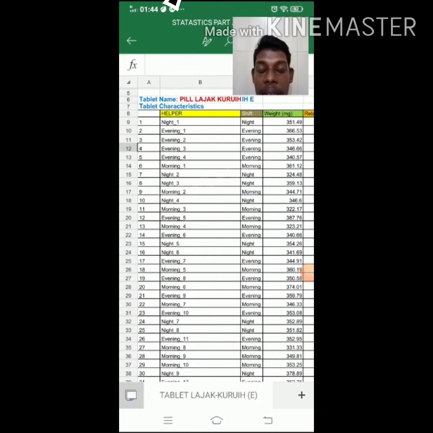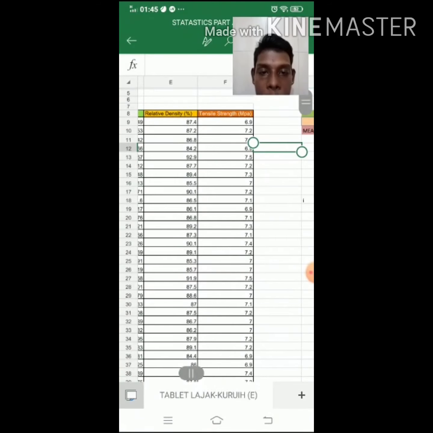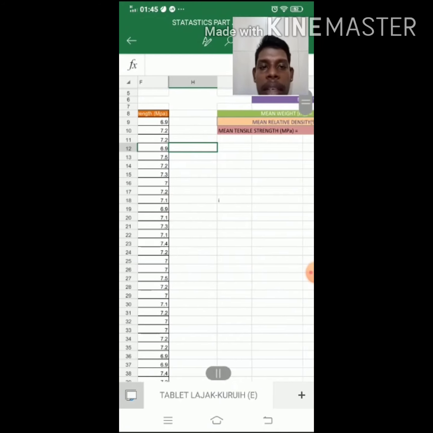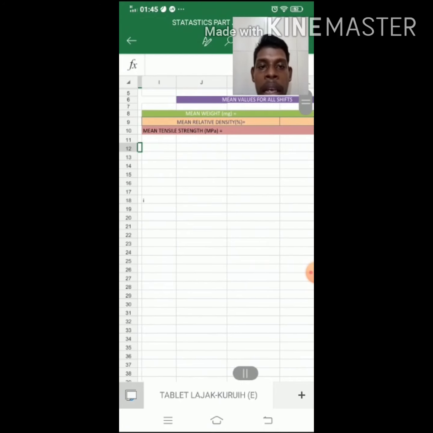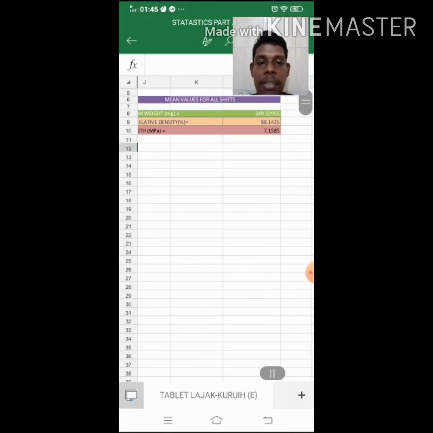A sample of 200 tablets were produced by a company in three different shifts. The information given is the weight, relative density, and tensile strength for the 200 samples. First, we calculate all the mean values for all the shifts, and for all 200 samples and the given characteristics, and these are the values we obtain.